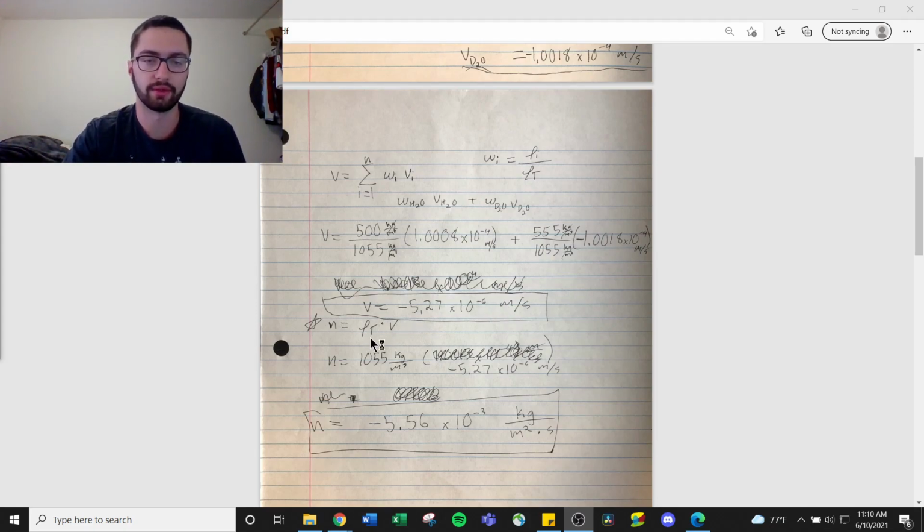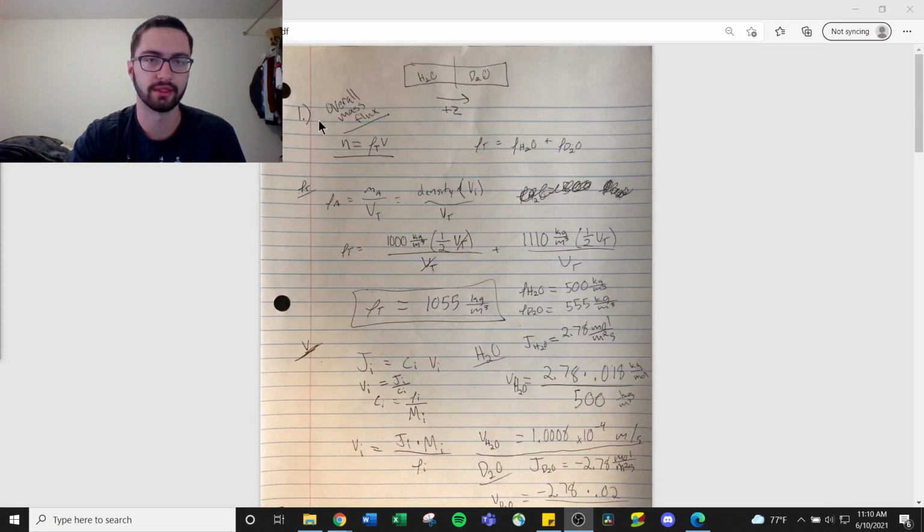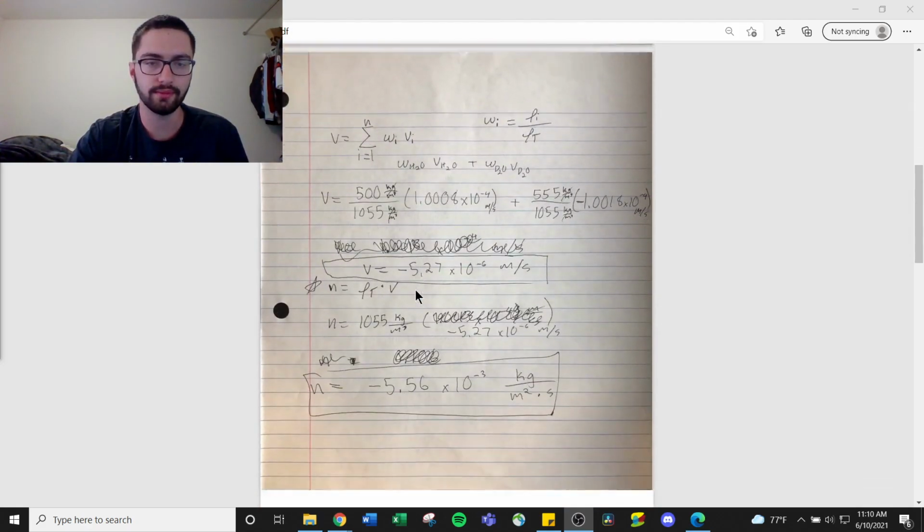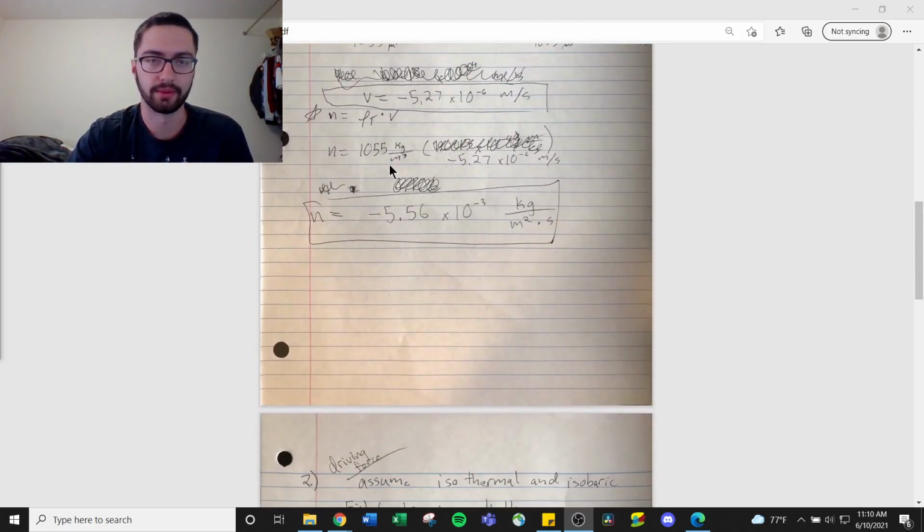And now that we have the total mass concentration and the mass average velocity, we can solve for the overall mass flux, which is what we were looking for initially. To do that, we just plug in what we know and multiply. So we know the total mass concentration is 1,055 kilograms per cubic meter, and the mass average velocity is negative 5.27 times 10 to the negative 6 meters per second. And we end up getting the overall mass flux is negative 5.56 times 10 to the negative third kilograms per meter squared per second.